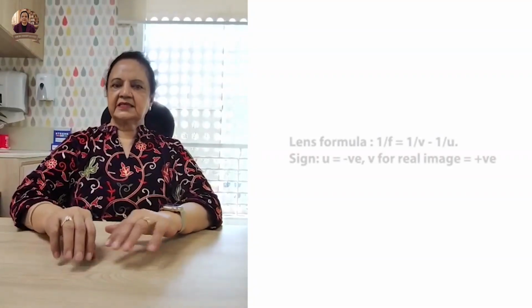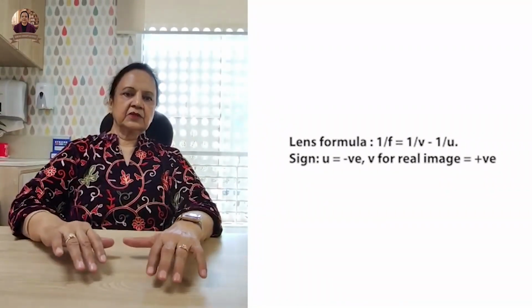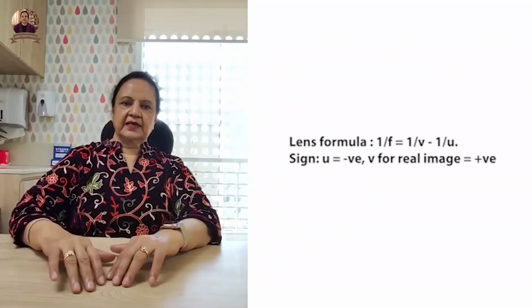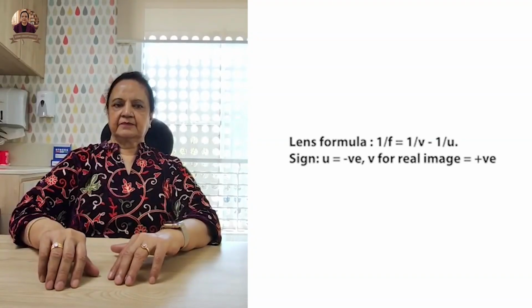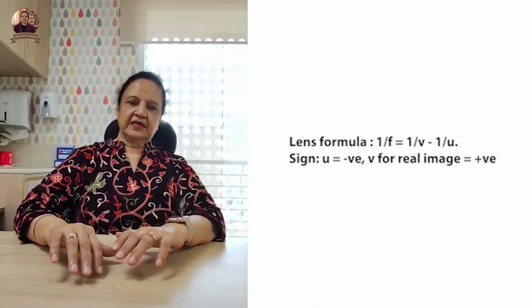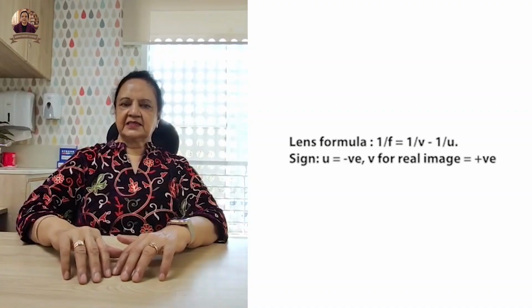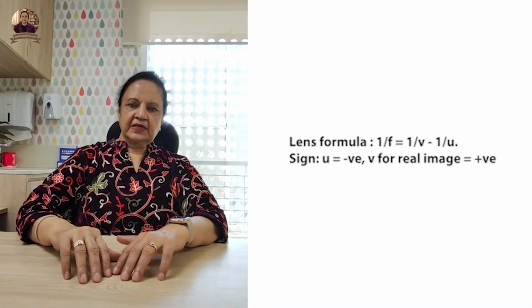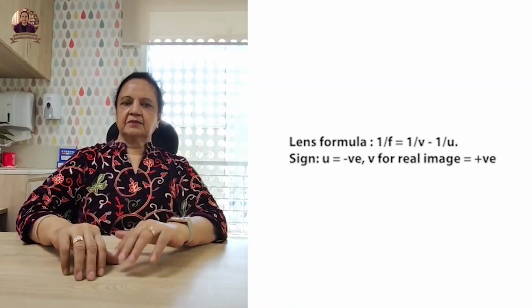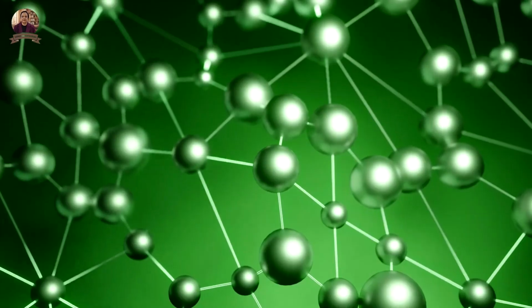Example: object 60 centimeters from a convex lens. f is 30 centimeters. So u is minus 60 centimeters. Since it is a lens, f is plus 30 centimeters. 1/v = 1/f plus 1/u. Now put the values, that is 1/30 plus 1/(-60). It comes to 1/60. v is plus 60 centimeters. Plus sign shows it is a real image on the opposite side.